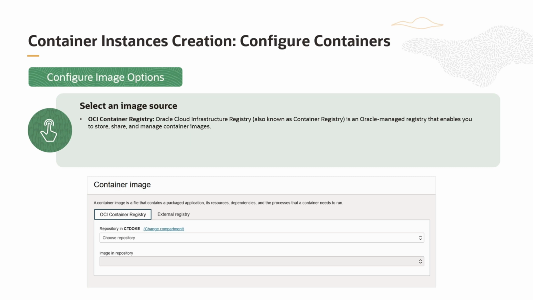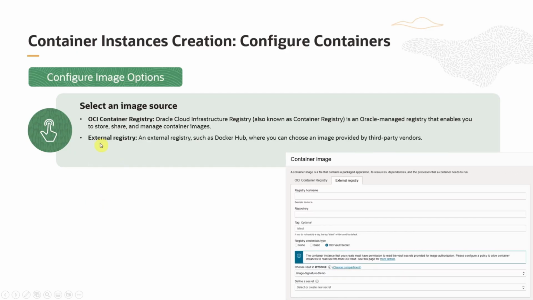You have multiple options for the image source. One of the options is to use OCI Container Registry, that is Oracle Managed Registry, for storing, sharing, and managing container images. The other option you have is to choose External Registry. It uses images from a third-party vendor such as Docker Hub. Here you must specify the registry hostname, the name of your repository, tags if any, and based on if it's a public or a private registry, you can go for None, Basic, or OCI Vault Secret credentials type.